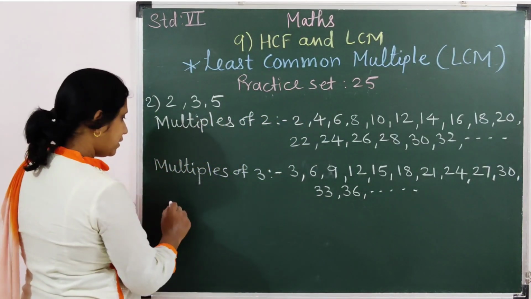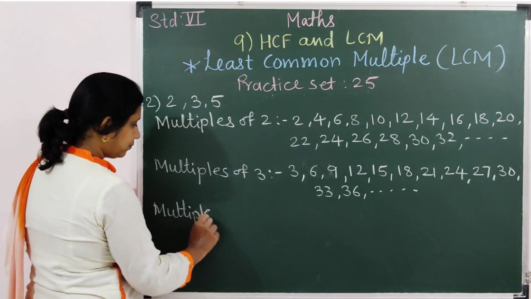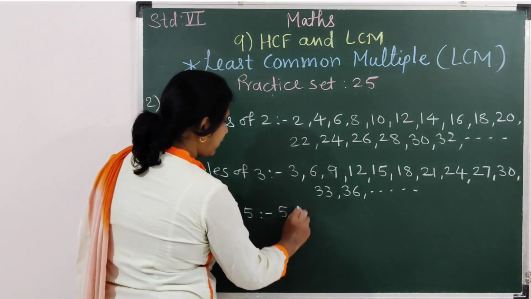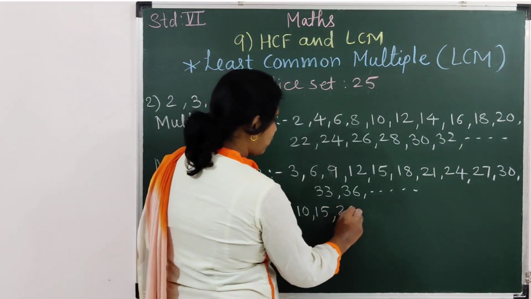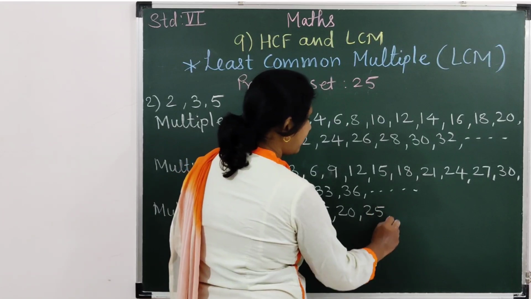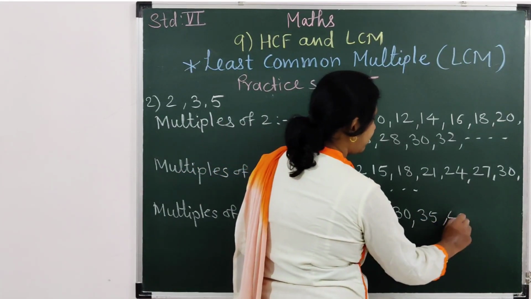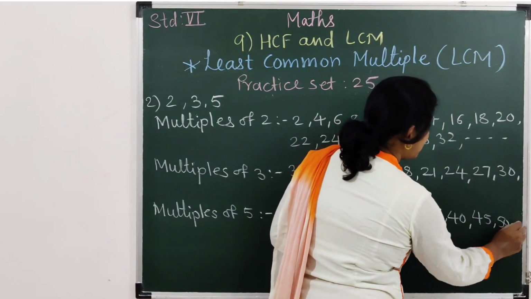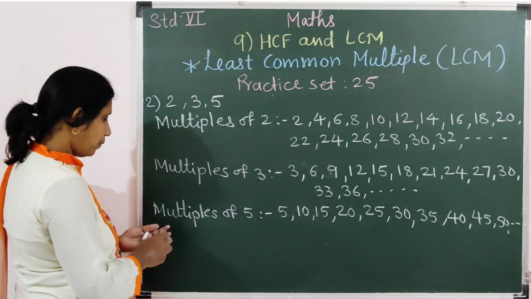Then multiples of 5. 5 1s are 5, 5 2s are 10, 5 3s are 15, 5 4s are 20, 5 5s are 25, 5 6s are 30, 5 7s are 35, 5 8s are 40, 5 9s are 45, 5 10s are 50 and so on. Let us write down the common multiples.